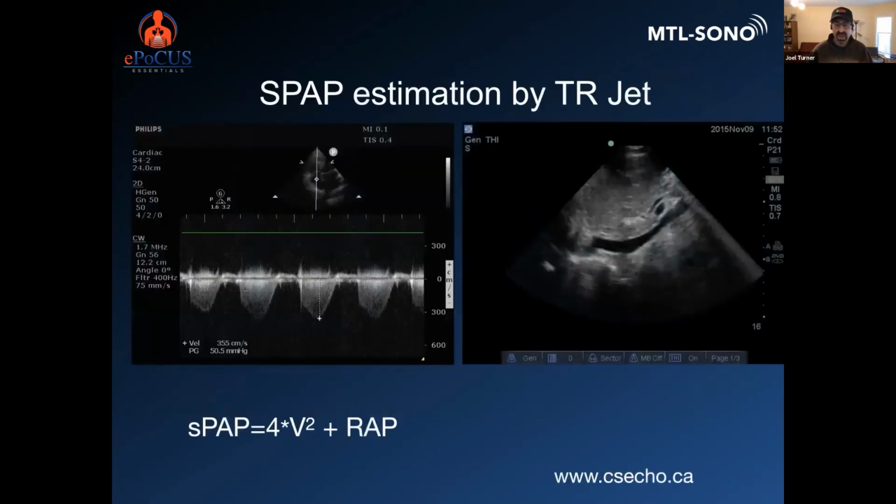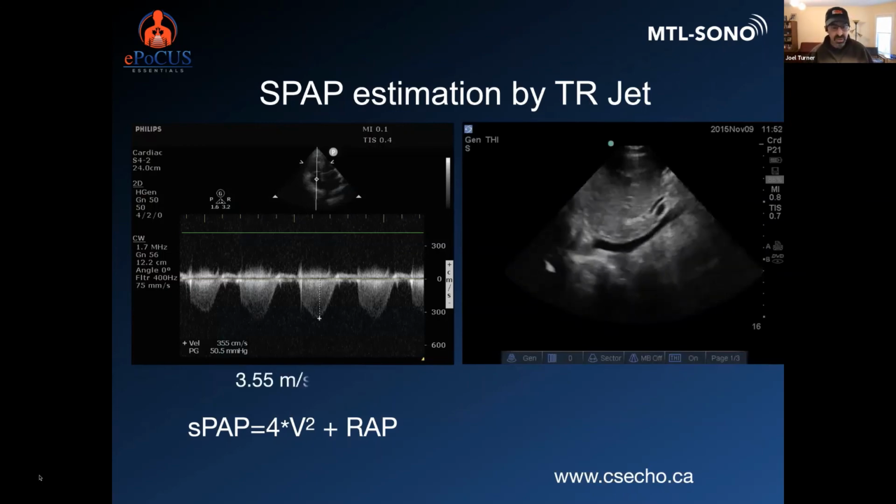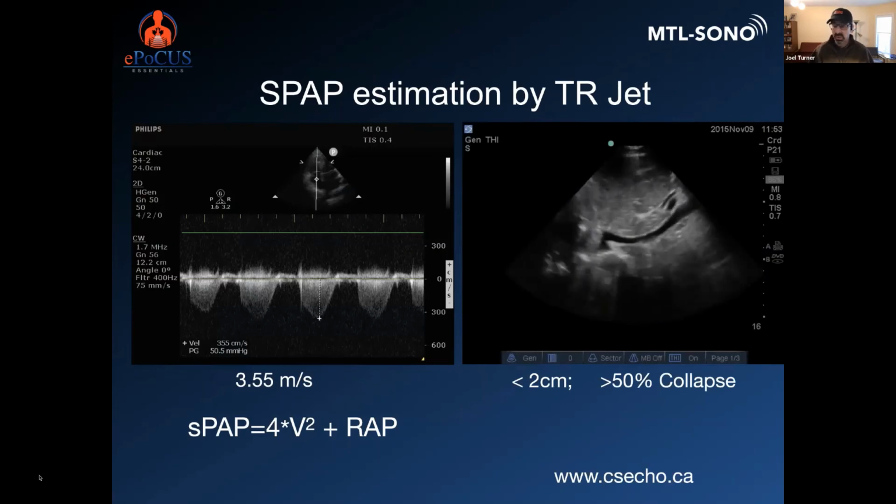So let's go back to the case that we just saw. So here is your patient that you've done a good continuous wave Doppler image. Your velocity is 3.55 meters per second. Okay. You then do your quick assessment of the IVC, and you can see that the IVC is not very thick and it collapses quite well.